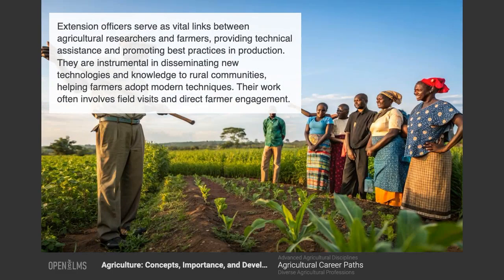Extension officers serve as vital links between agricultural researchers and farmers, providing technical assistance and promoting best practices in production. They are instrumental in disseminating new technologies and knowledge to rural communities, helping farmers adopt modern techniques. Their work often involves field visits and direct farmer engagement.